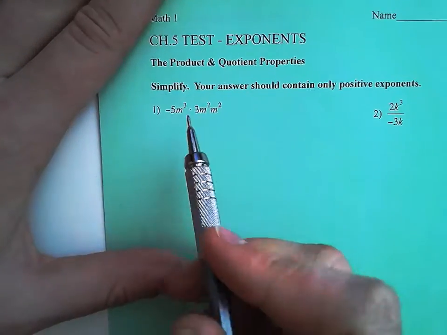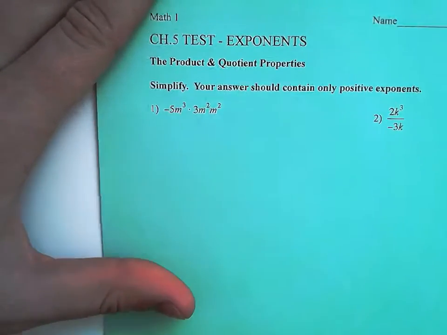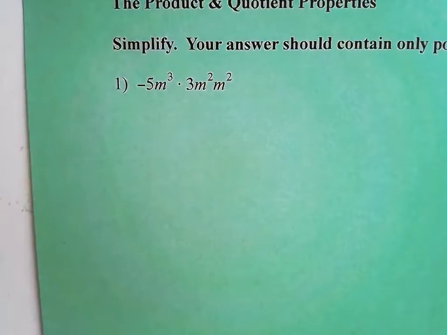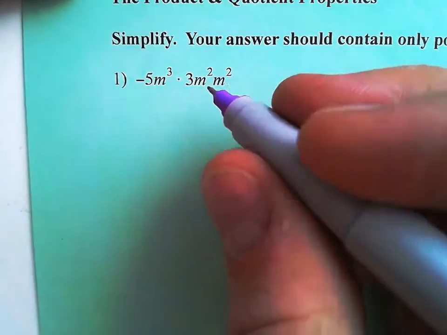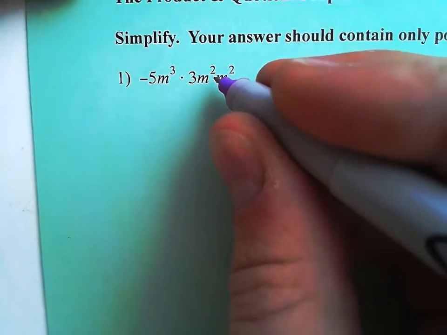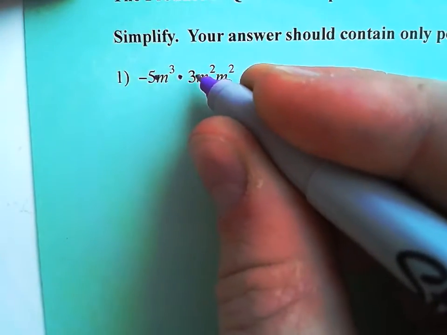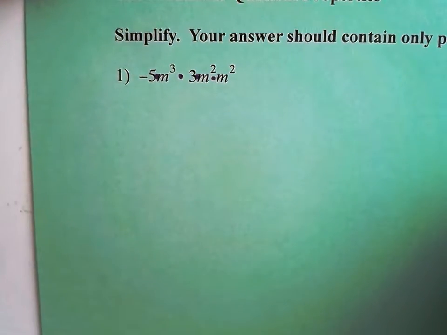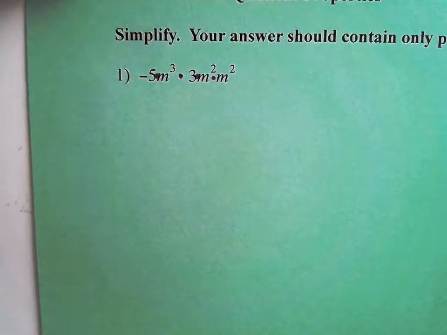Okay, problem number 1. You got a bunch of things multiplied together and we're going to use the product property. First thing I'm going to do here is rearrange the order of these factors, is the technical word, but this is -5 times m cubed times 3 times m squared times m squared. It's all multiplication. For multiplication, the order doesn't matter.